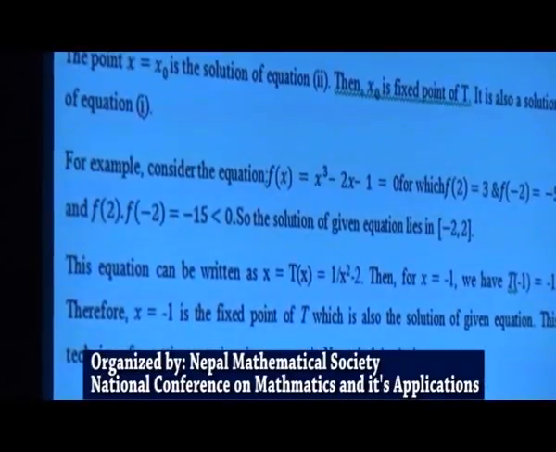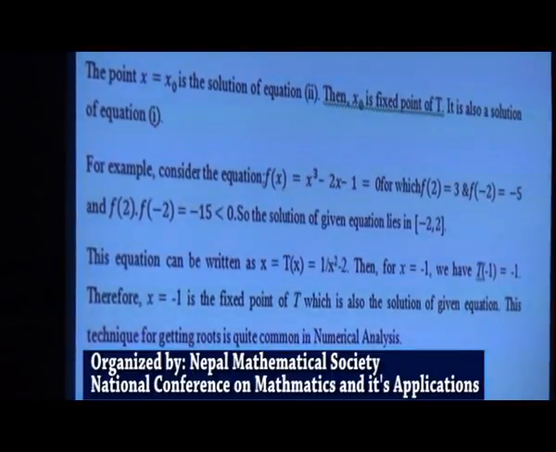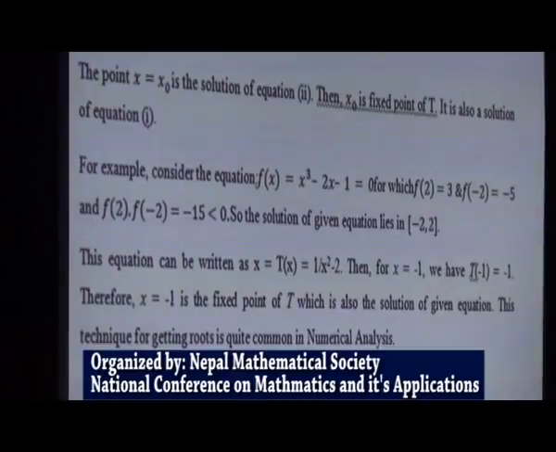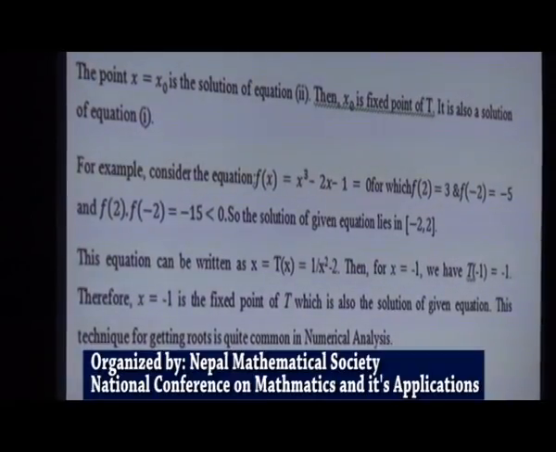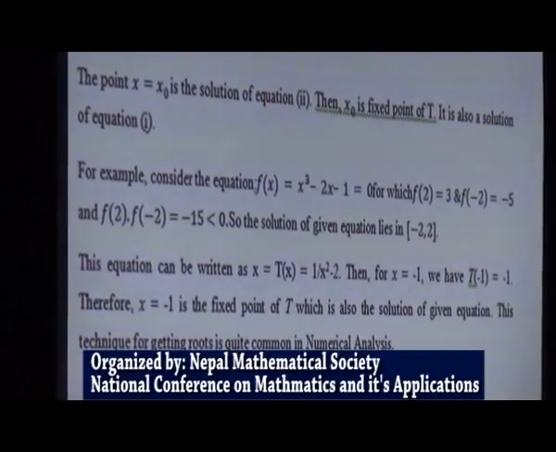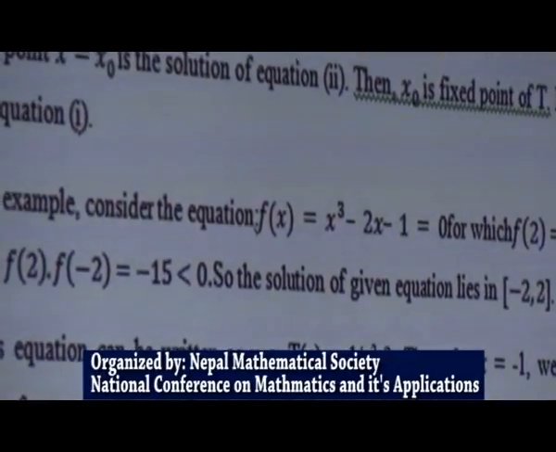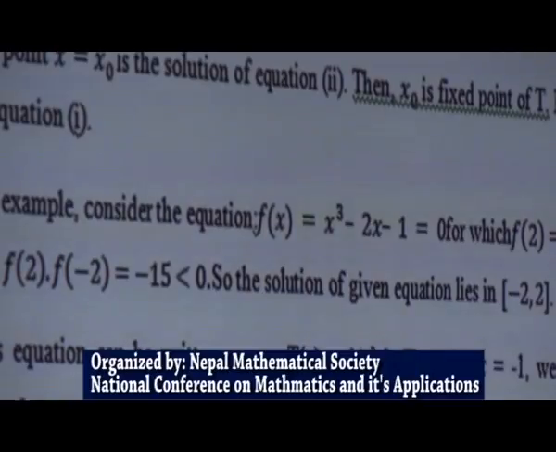For example, consider f(x) = x³ minus 2x minus 1 = 0, for which f(2) = 3, f(minus 2) = minus 5, and f(2) times f(minus 2) = minus 15, which is less than 0. And so the solution of the given equation lies in the interval minus 2 to 2.